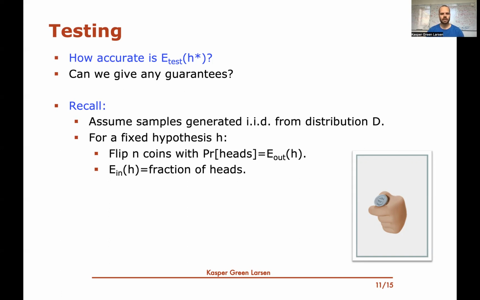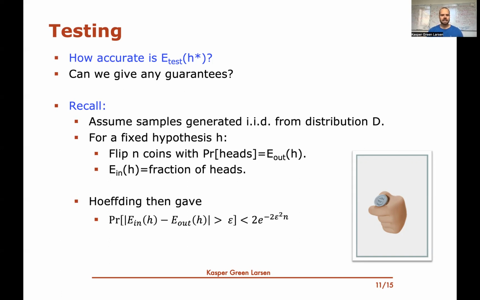Okay. So the Hoeffding bound basically said that if I have this experiment where I toss n independent coins with the same probability of a heads being the outer sample error, then the chance that this in-sample error and outer sample error are more than epsilon apart is no more than 2 times e to the minus 2 epsilon squared n. Okay. So this is what we said when we just had a single fixed hypothesis. Then we could use this Hoeffding bound.